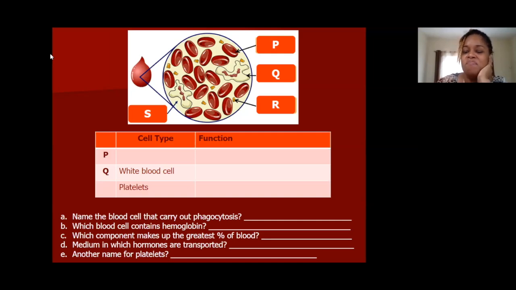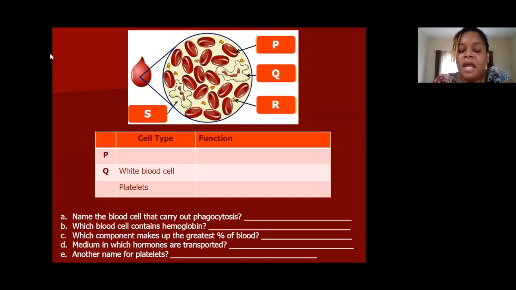So what is the main basic function of our white blood cells? Normally when you answer this question, the main function of white blood cells basically is to protect the body against infection, or it's your body's immune response to infections or diseases. So white blood cells protect or fight off diseases or infections. Very good.